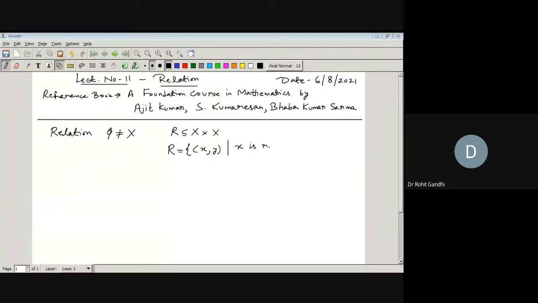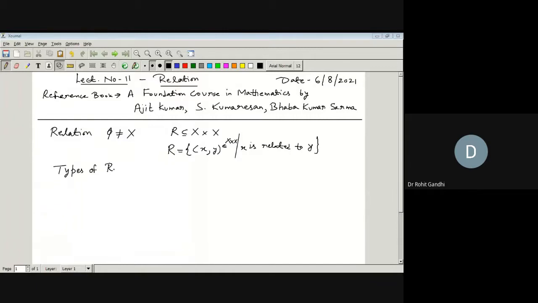X is related to Y, and naturally (x, y) belongs to X cross X. This subset we call a relation, and we have seen different types of examples for our relation. The next thing we have seen is the types of relation.